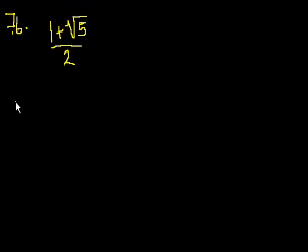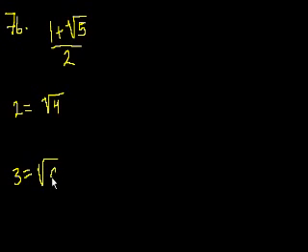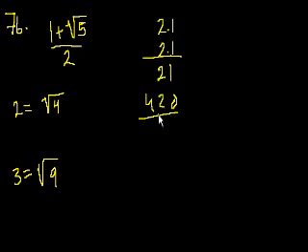So this 2 is equal to the square root of 4, right? Or 2 squared is equal to 4. 3 is equal to the square root of 9. So the square root of 5 is going to be a lot closer to 2. Even if we said, let's see, what's 2.1 squared? 2.1 times 2.1. You get 21.0. 2 times 21 is 42. So then you get 4.41. So 2.1 squared is 4.41.